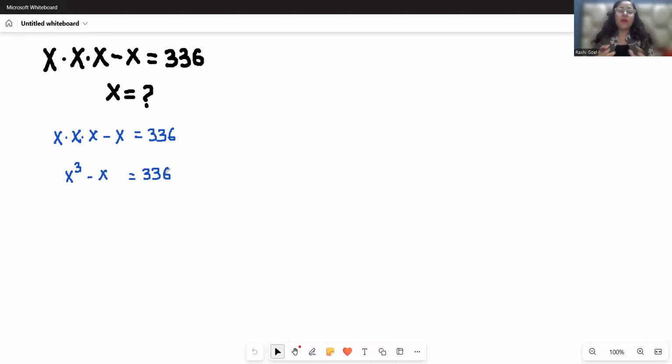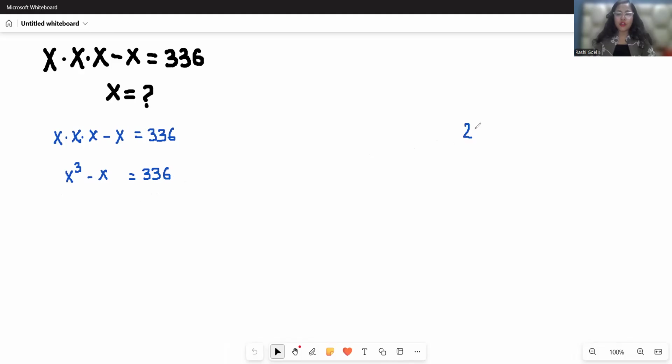336. So there are multiple methods to solve this type of problem. So one of the easiest methods we will learn today. So we have to make this LHS equal to RHS. So here in LHS, here is x cubed minus x. So that means a cube of a number, when we subtract that number from it, we get 336. So what we can do, we can find the nearby cube of this number.